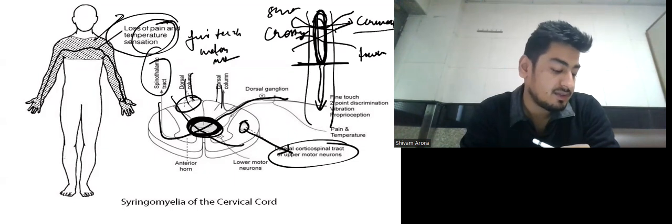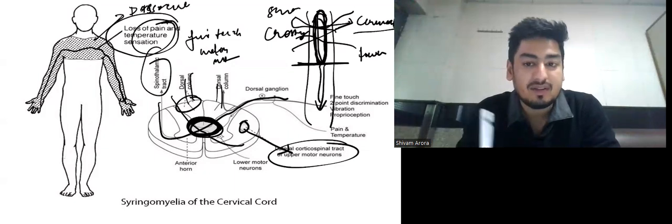So this is also known as dissociation. The dissociation is an important feature of syringomyelia.